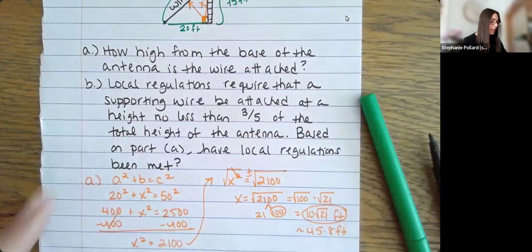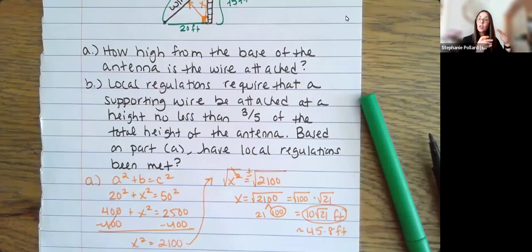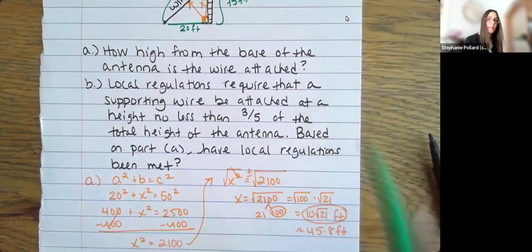Our second question says, local regulations require that a supporting wire be attached at a height no less than 3/5 of the total height of the antenna. So it can't be too low. It has to be high enough. So it has to be at least 3/5 high compared to the total length of the antenna. Based on part A, have local regulations been met?